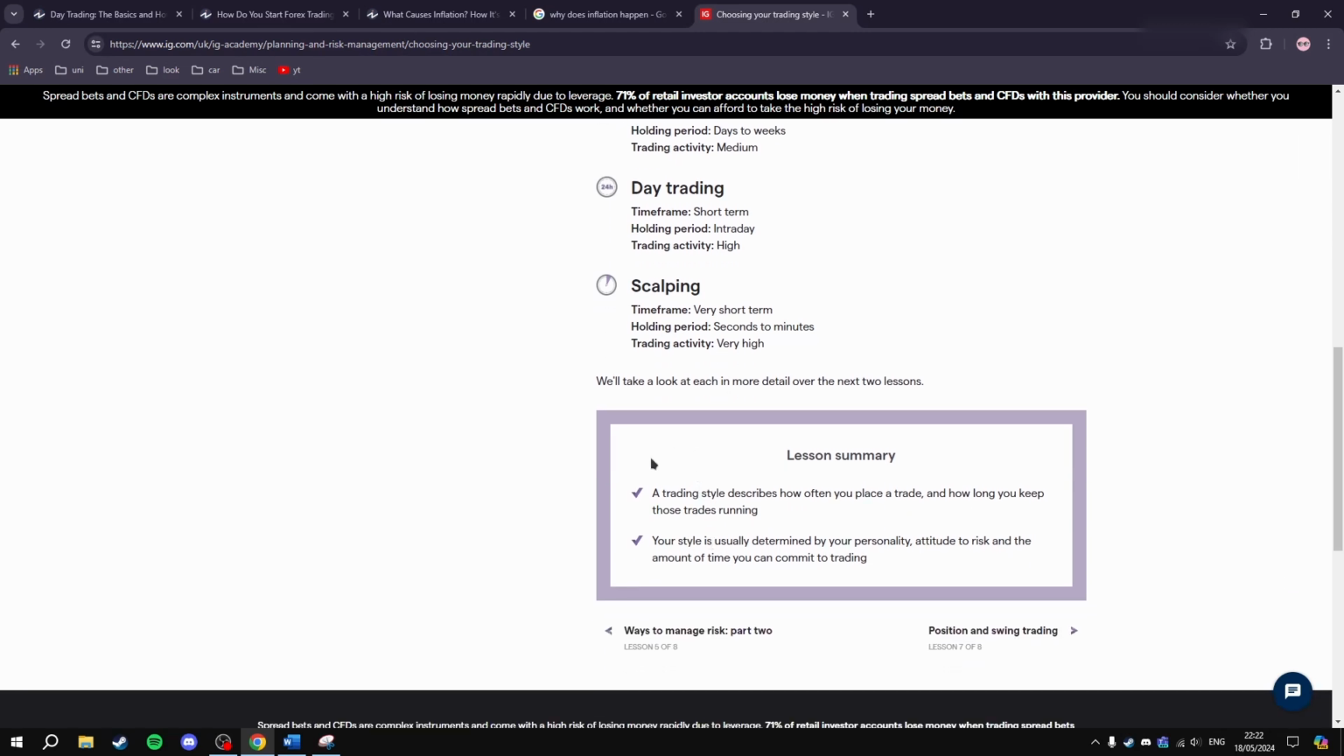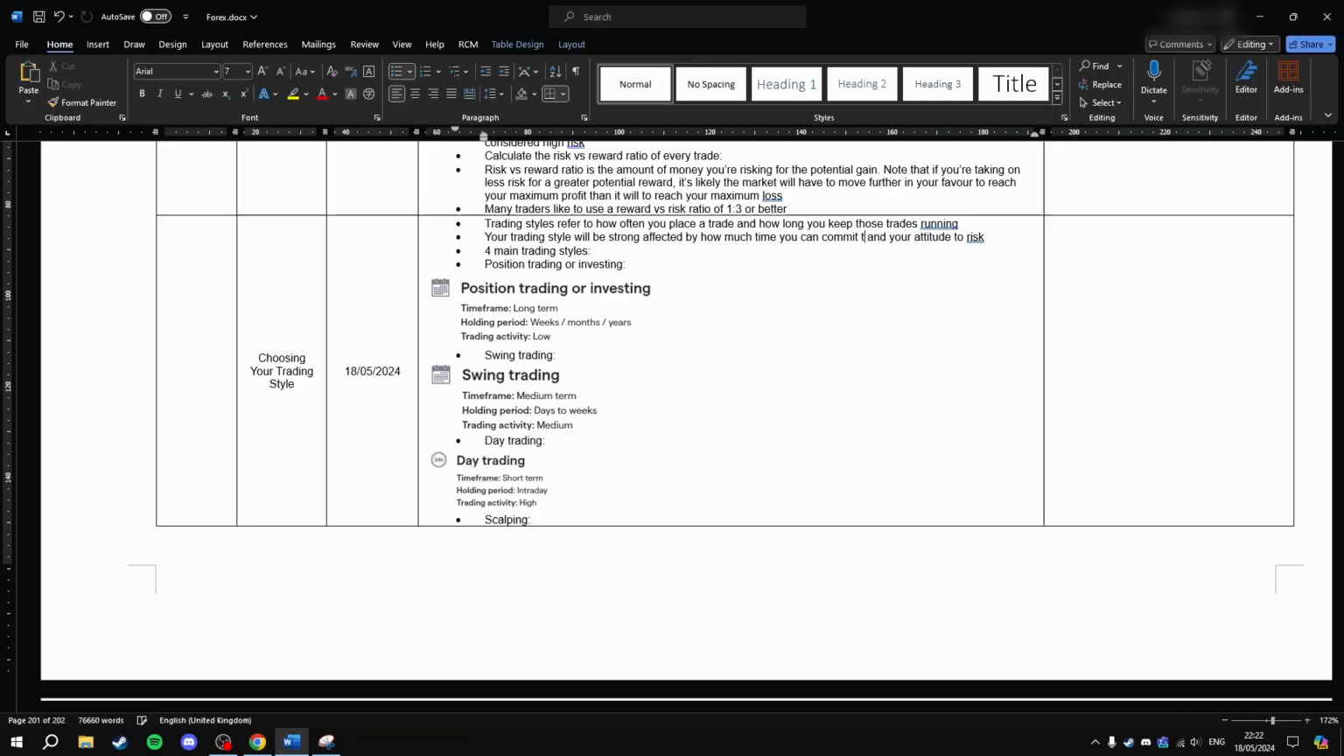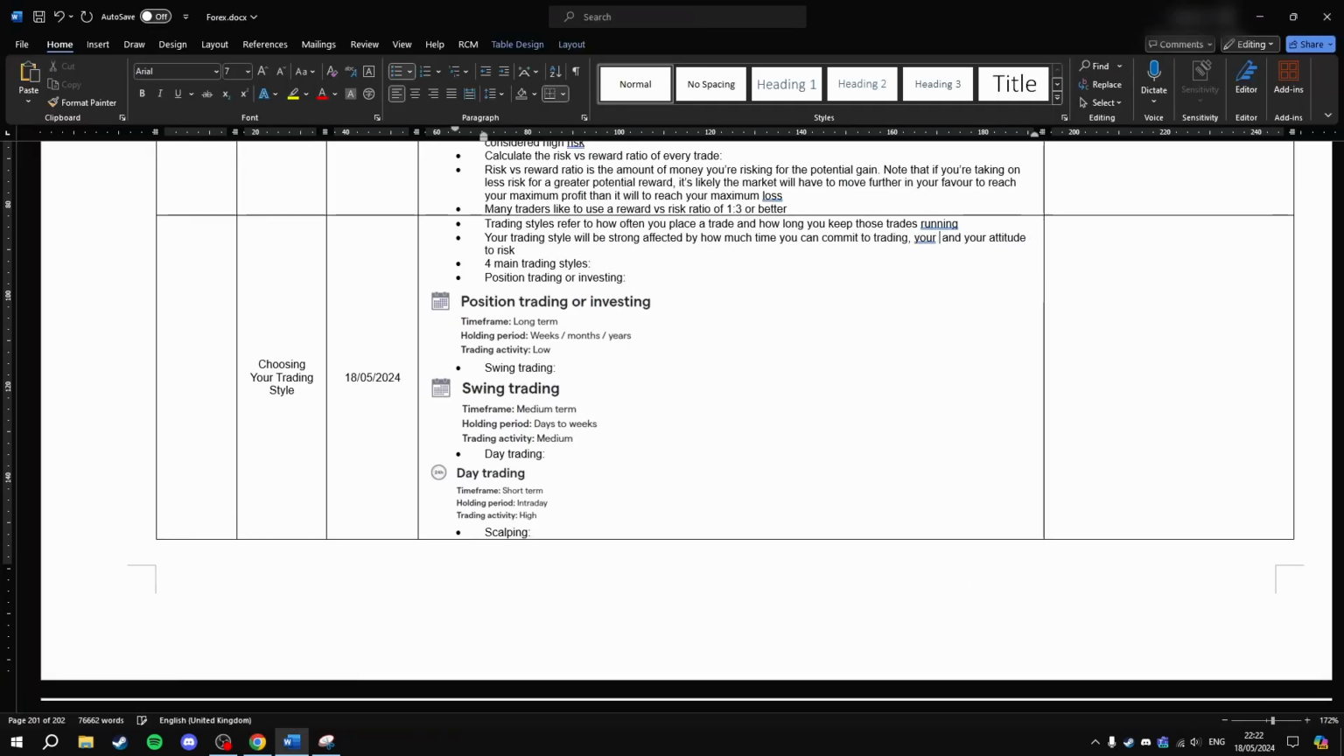So, lesson summary. A trading style describes how often you place a trade and how long you keep those trades running. Your style is usually determined by your personality, attitude to risk, and the amount of time you can commit to trading. Your personality, and your attitude to risk.